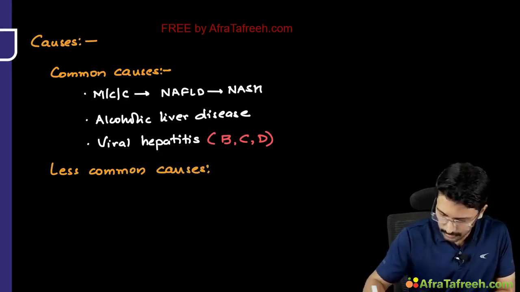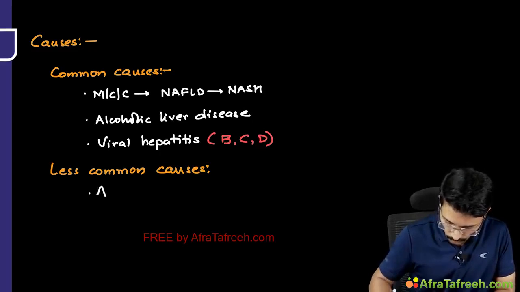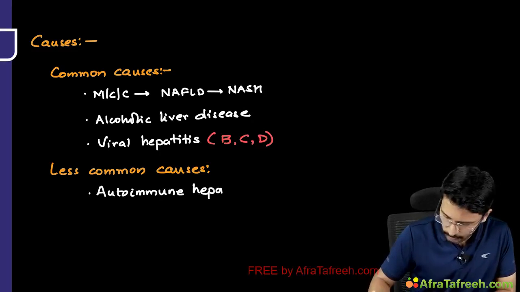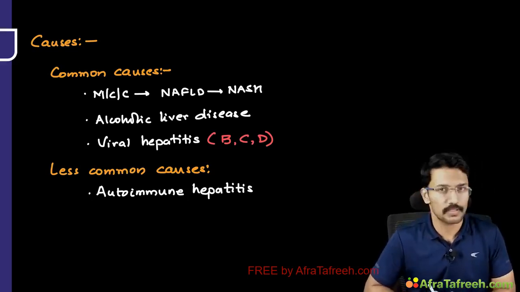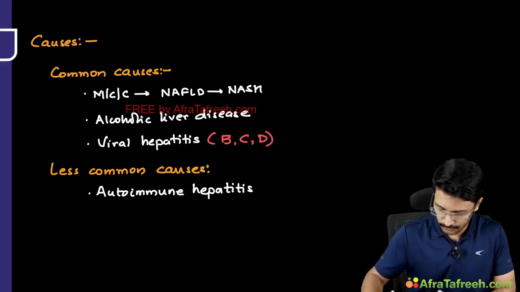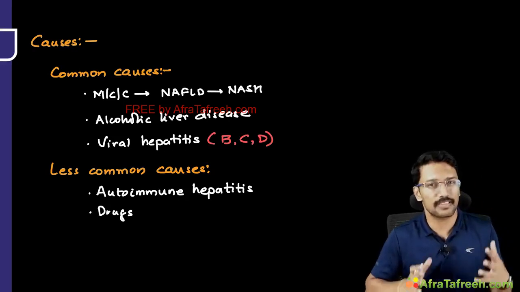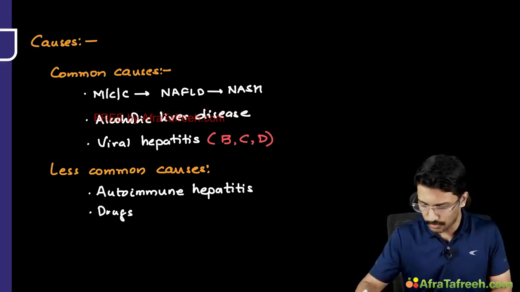Okay, so the first thing I would think of among the less common causes is autoimmune hepatitis. A very important topic from the exam perspective, right? Differentiation between type 1 and type 2 autoimmune hepatitis. Yes, we have discussed that in the detailed video module. Drugs: a long list of drugs can cause chronic hepatitis. Again, we have discussed drug-induced liver injury in a detailed video module separately, right? So please go through them.